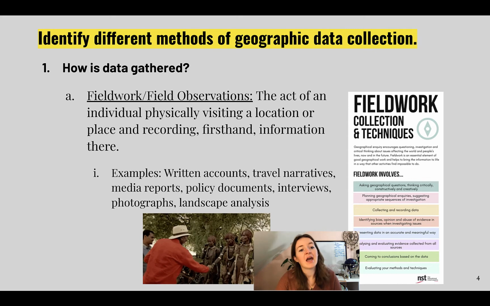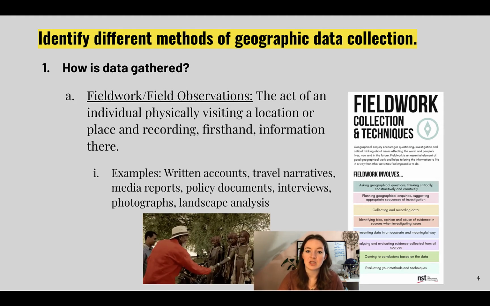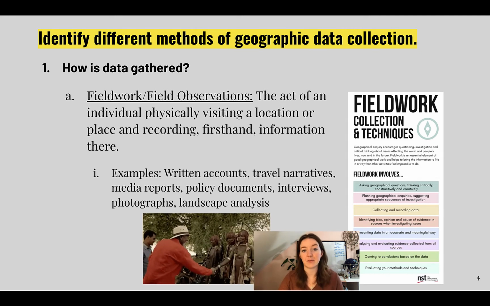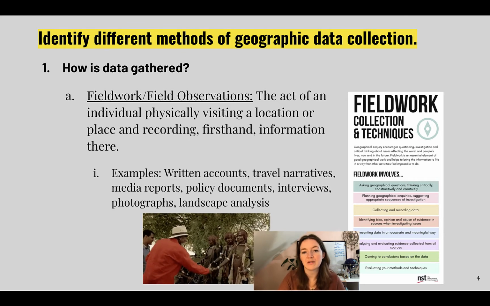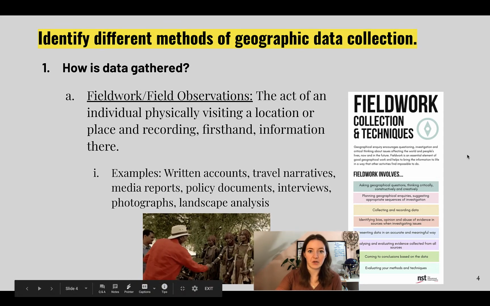So first off, how is data gathered? Now, largely this is gathered through field work and field observations. And this is essentially when somebody goes to a place and they record firsthand the information. Now, this could be done through written accounts, it can be travel narratives, it can be media reports, policy documents, interviews, photographs, landscape analysis, which we're going to do some of. It could be video, all kinds of stuff. And make sure you check out this bit on the side and look at what fieldwork involves.